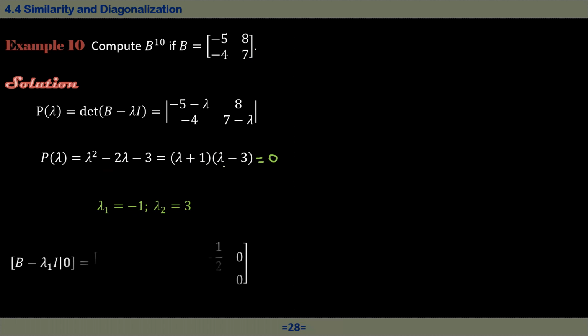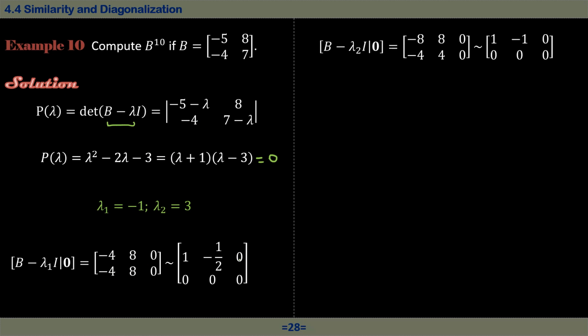So when lambda 1 equals negative 1, if we just substitute here, in this homogeneous system, here we have minus 4, right? Because minus 5 minus minus 1 is minus 4. Here we have minus 4, 8; 7 minus minus 1 is 8. So that's our augmented matrix. If we reduce this to reduced row echelon form, we have this matrix. And in a similar way, when lambda 2 equals 3, we solve that homogeneous system, B minus lambda I times X is equal to 0, and reduce this to reduced row echelon form, we have 1, minus 1 and 0, 0.